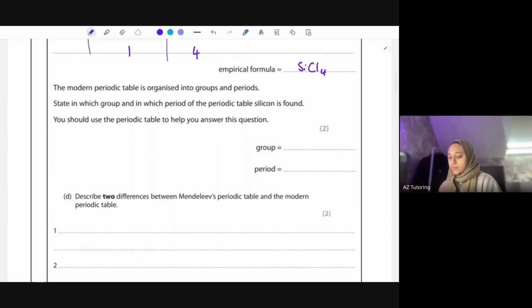Okay, the modern periodic table is organized into groups and periods. So remember, groups is the columns and periods are the rows, as we just saw above. State which group and period silicon is found in and use the periodic table.